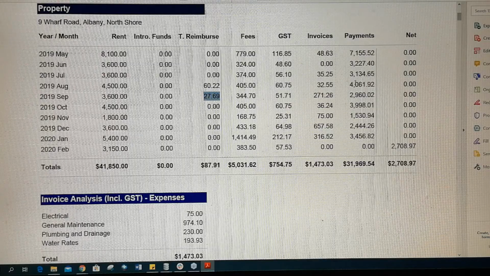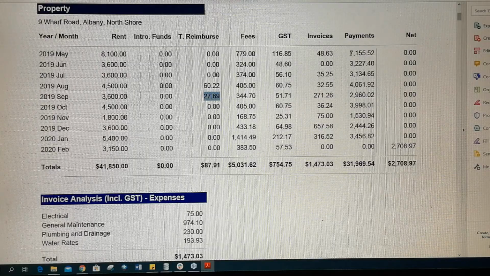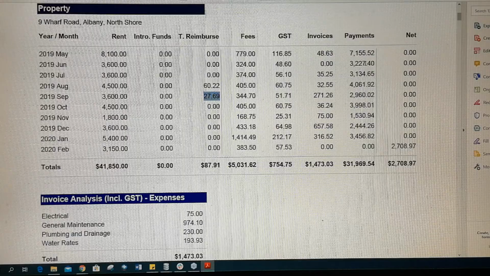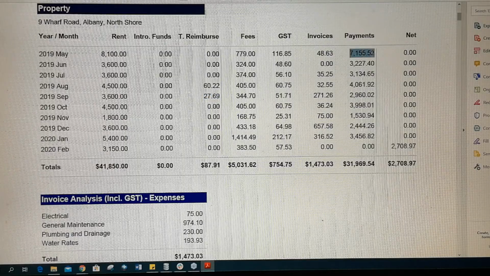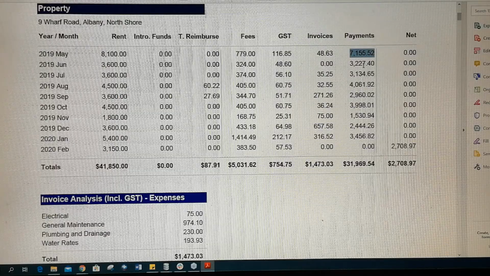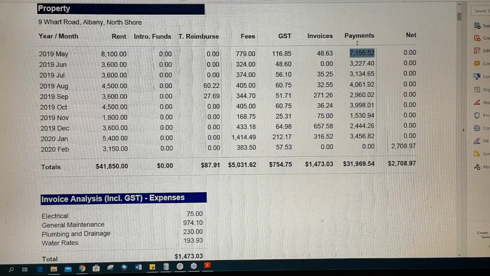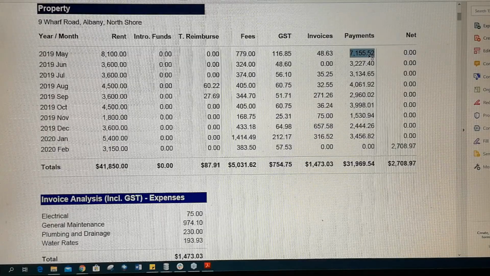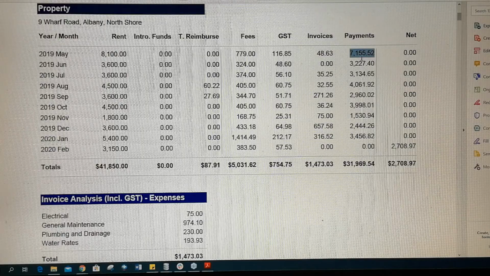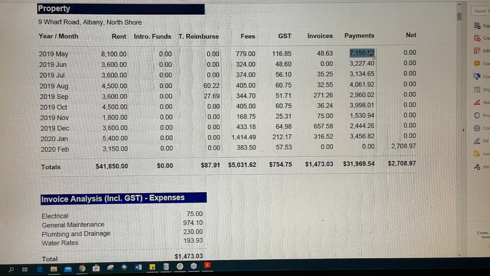Now, payments. Payments doesn't necessarily mean that the owner received that money. They are simply payment owner transactions that have been made that month. So just because we've done a payment owner does not mean the owner received that money. That's a question that we get quite often. Owners will say, well, I didn't get paid that much during that month.